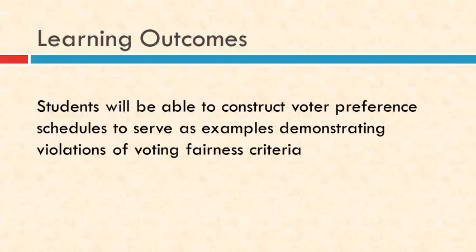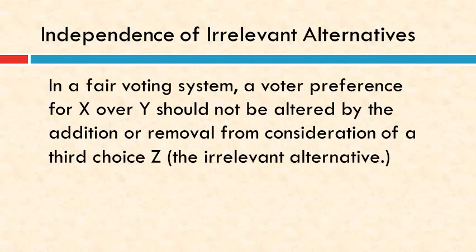In this lesson, we will be looking at the independence of irrelevant alternatives, or IIA criterion, and demonstrating how the method of pairwise comparison violates this fairness criterion. Simply stated, IIA says that if a voting method is to be fair, voters' preference for some candidate X over some candidate Y should not depend in any way on a third candidate Z.